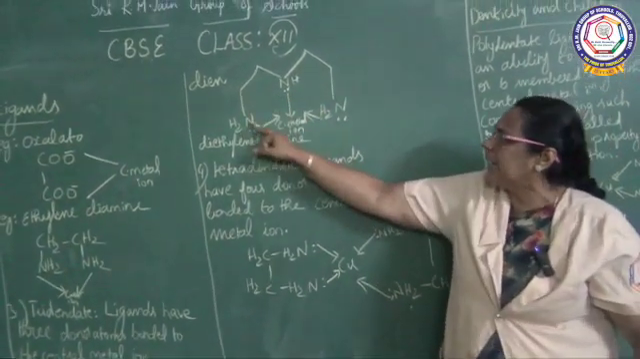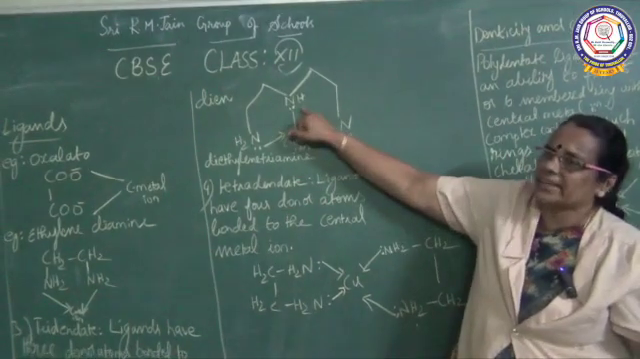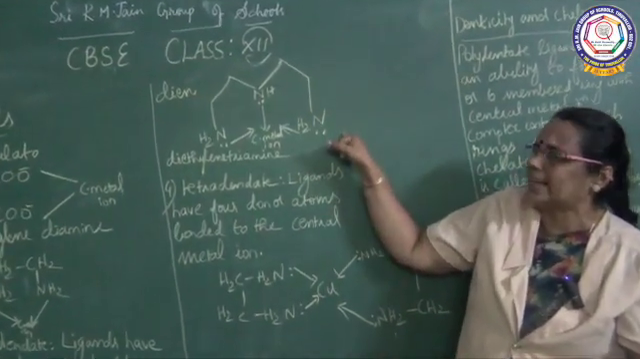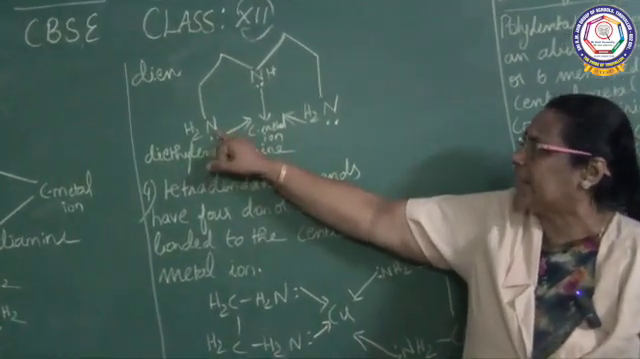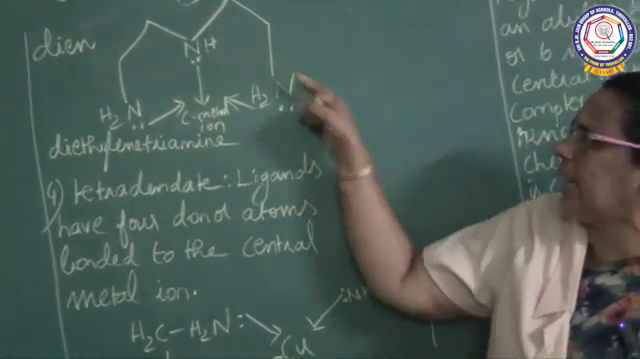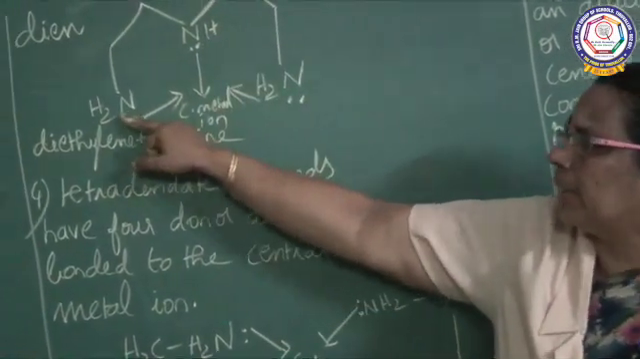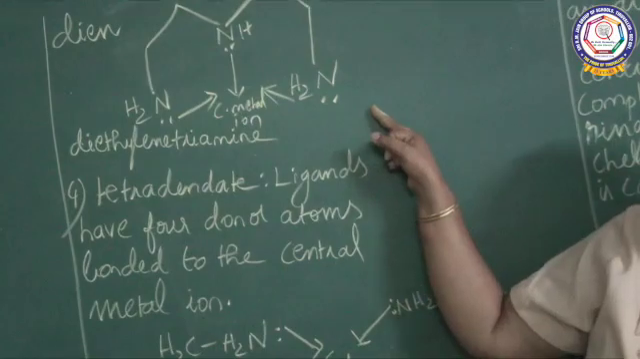See, there are three donors. Here is one nitrogen, again there is another nitrogen, and again one more nitrogen. Three amino groups are there, triamine. Here one amino group, here one amino group, another amino group is here.